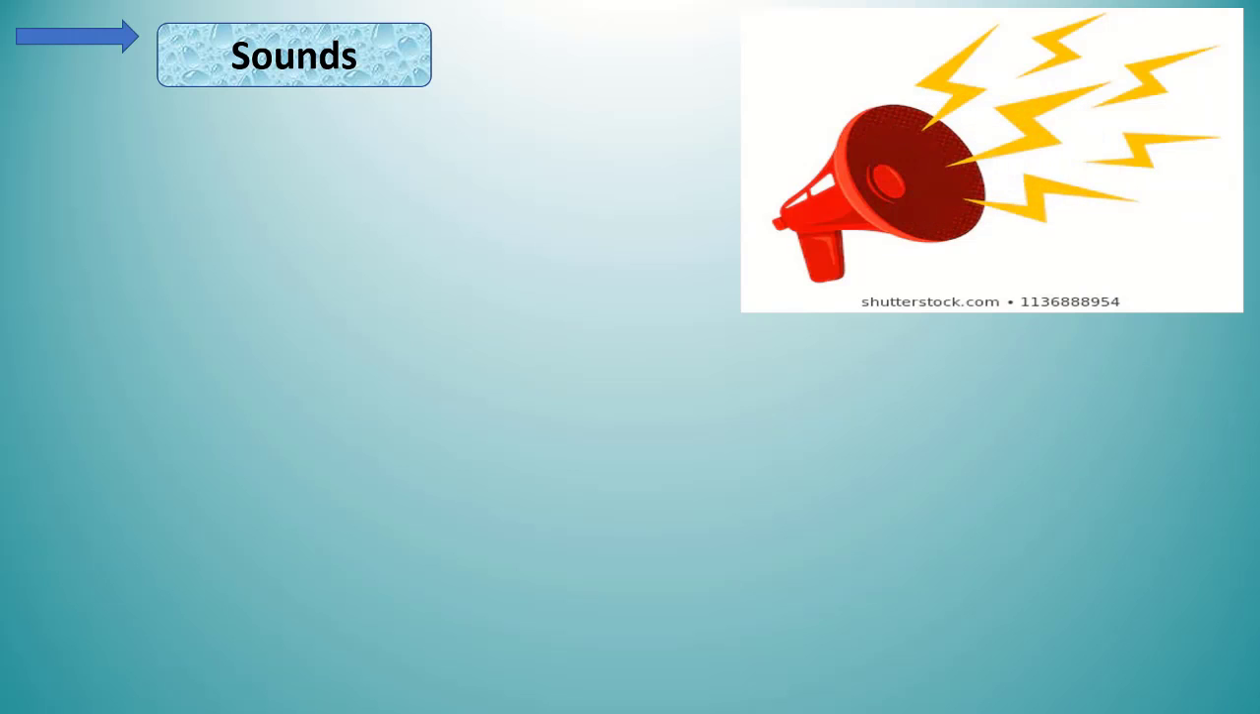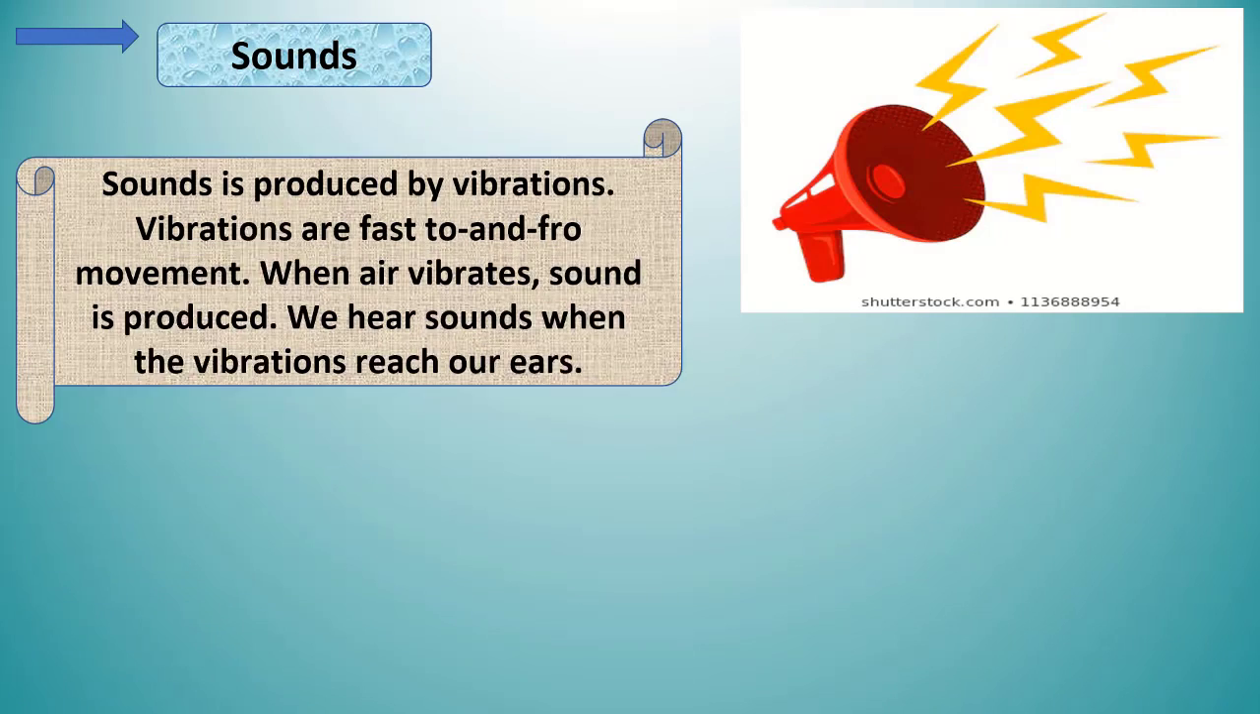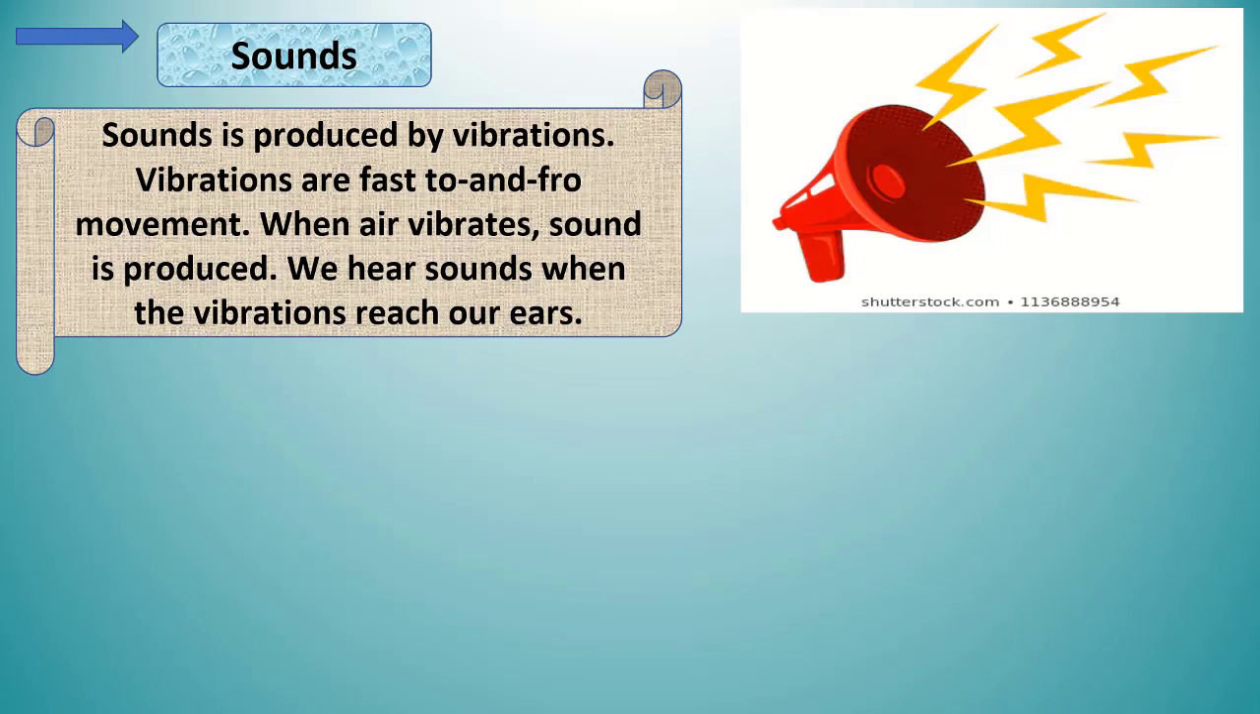Let's see sound. What is sound? So students, sound is a form of energy that can be heard and travels in waves. So we use sounds for communication, to talk to people and to recognize things. चीजों को पहचानने के लिए, एक दूसरे से बातचीत करने के लिए हम साउंड को यूज करते हैं. So students, sound is produced by vibration. Sound vibration से पैदा होती है.